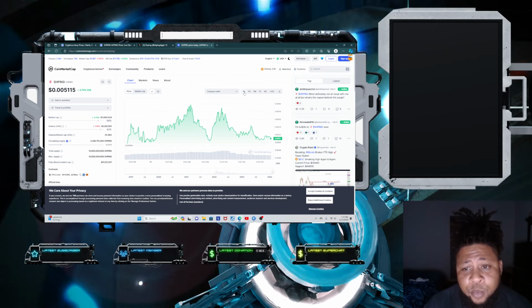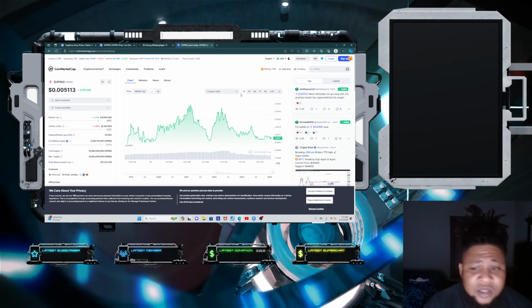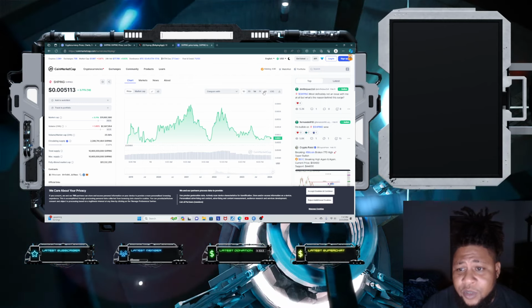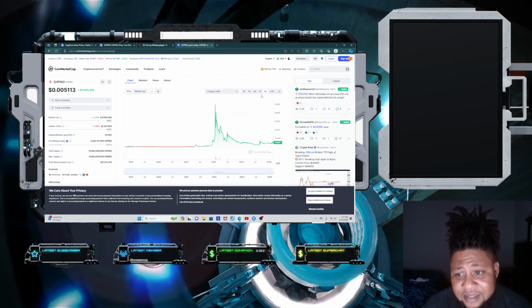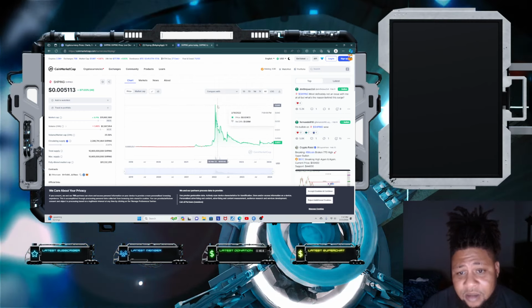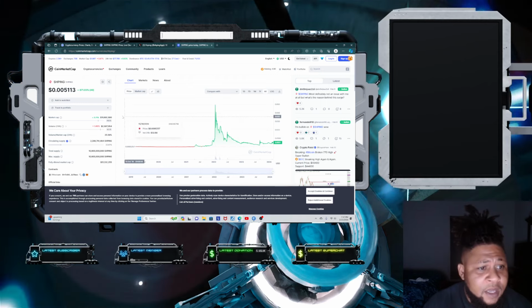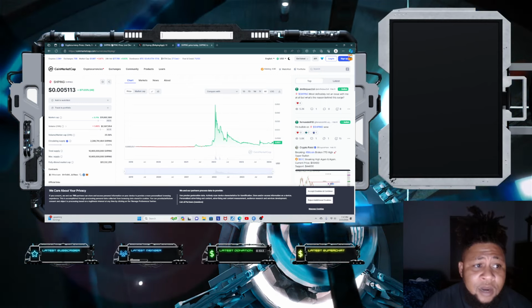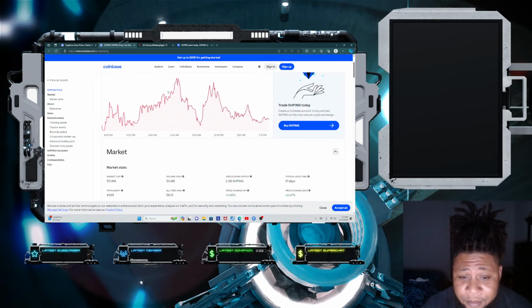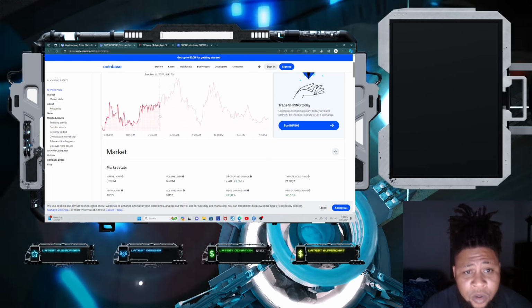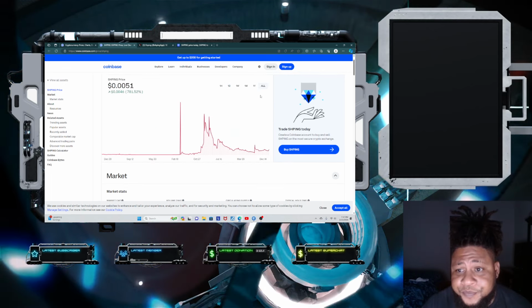We're up 3.75%. The all-time high of this token was around 5 cents. But it was a good steal. That's what I was looking at, and it's on Coinbase. You can purchase this on Coinbase.